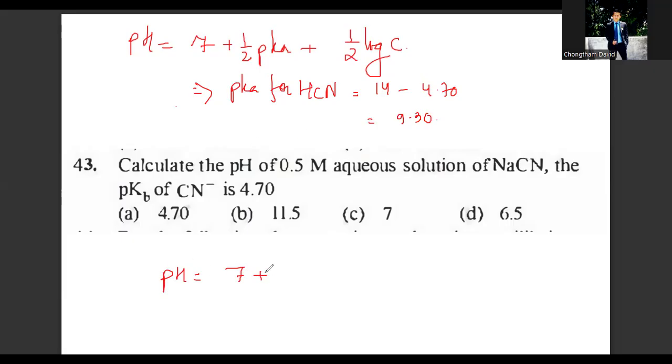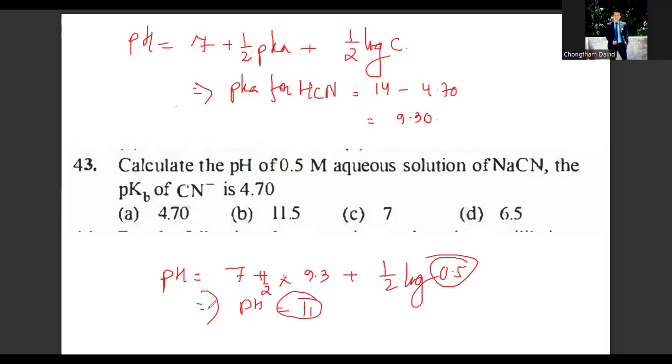Now let us input all these values here. 7 plus 1 by 2 into 9.3 plus half log of 0.5. Substitute the values and you would get the answer near 11.5. This would be the answer for question 43.